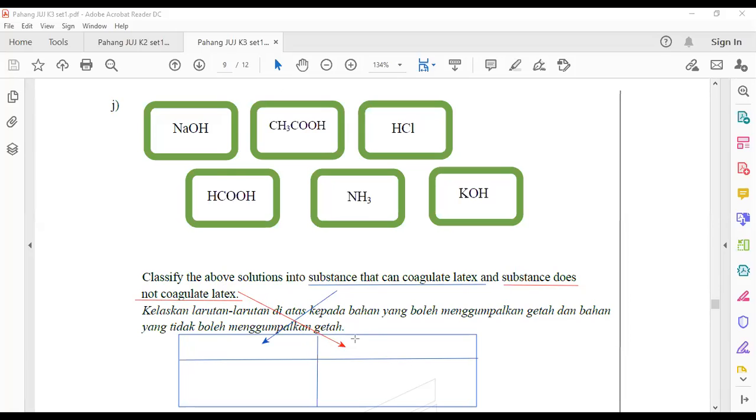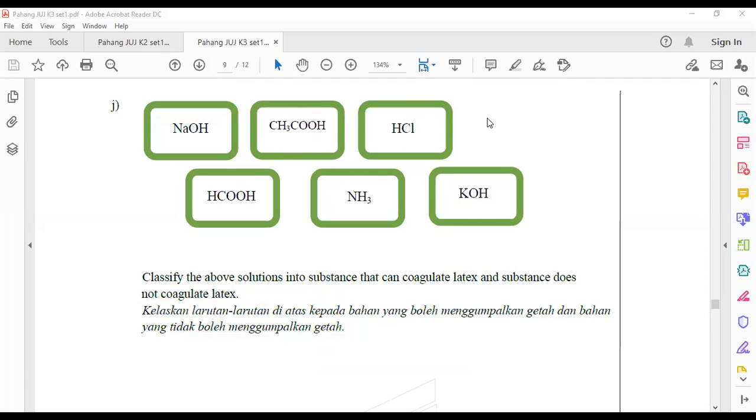Okay, now what are the substances that will coagulate latex? Can you please tell me, Yijun? Which one will coagulate latex? Acid. Yes, all the acids, which is number 1, number 2, and number 3. All these will coagulate latex. Okay? The sodium hydroxide, the ammonia, and the potassium hydroxide do not coagulate latex. Okay? So this is our first part of the paper 3.